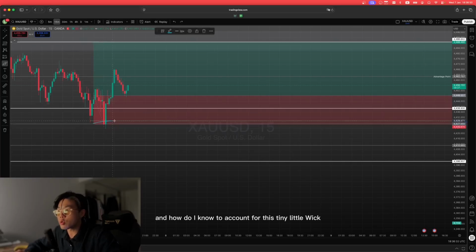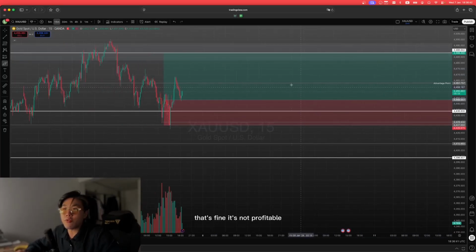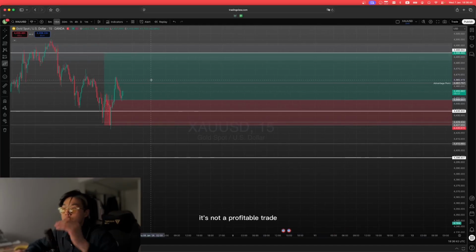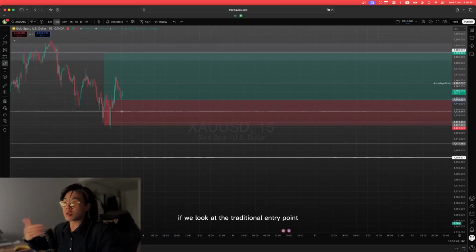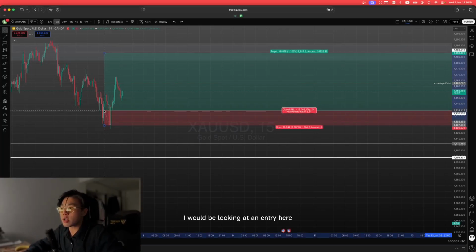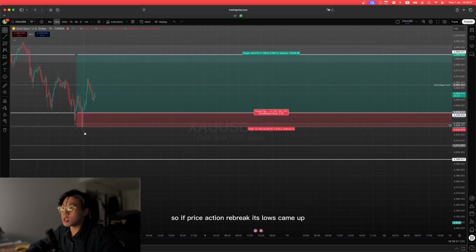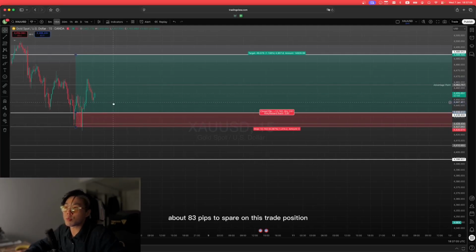And how do I know to account for this tiny little wick of price action coming up? Because now, instead of this being a loss, this would have been a break-even trade. Now, it wouldn't be a take profit. That's fine. It's not a profitable trade, but this is a break-even trade from my entry point. If we look at the traditional entry point that I would have taken if everything had gone to plan, I would be looking at an entry here, your stop loss at the same place. So if price action re-broke its lows, came up, let's say we didn't get stopped out, you'd be risk-free break-even, still floating in this trade, and you'd have, what, about 83 pips to spare on this trade position?